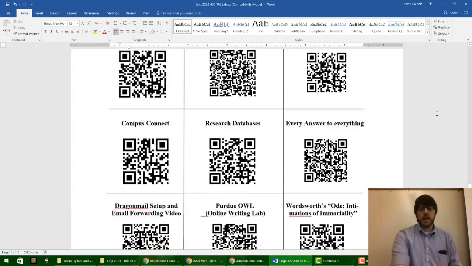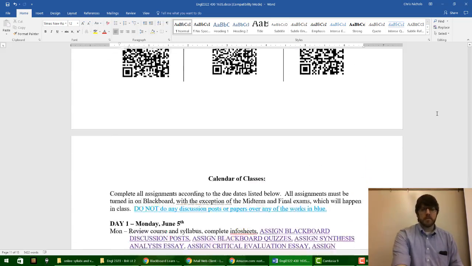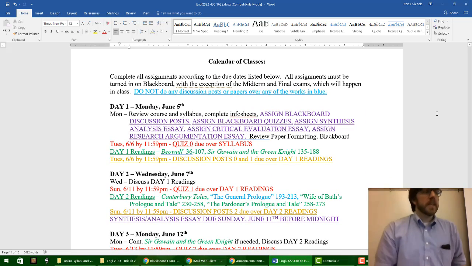Useful QR codes on the next page, which you may not need the very last one, but it's there anyway. Now let's talk about the calendar of classes. So skip over to that.